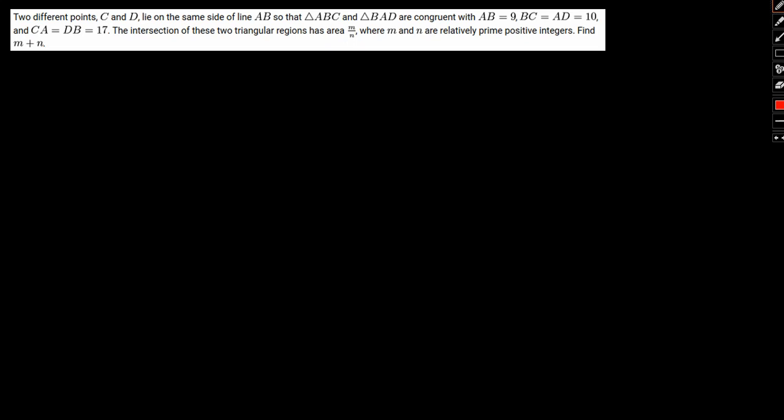Two different points C and D lie on the same side of AB so that triangle ABC and triangle BAD are congruent with AB equal to 9, BC equal to AD equal to 10, and CA equal to DB equal to 17. The intersection of the two triangular regions has area M by N where M and N are respectively prime positive integers. Find M plus N. So let's try and draw the diagram of the same.